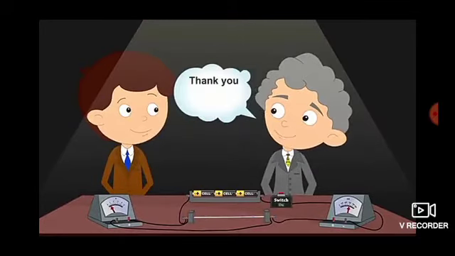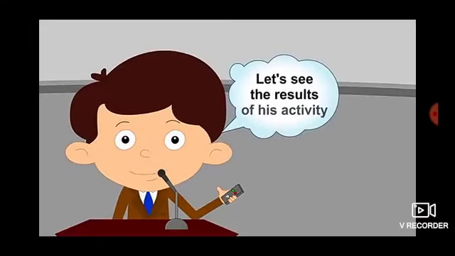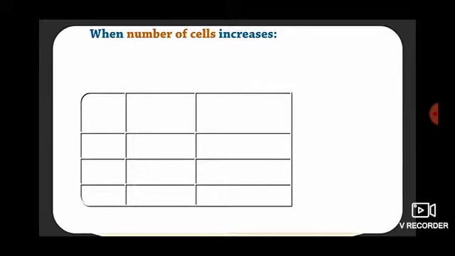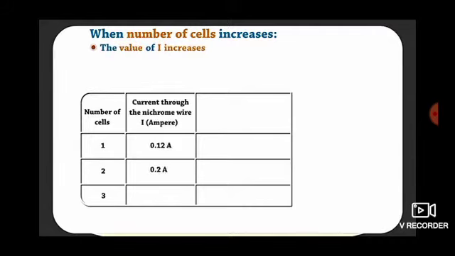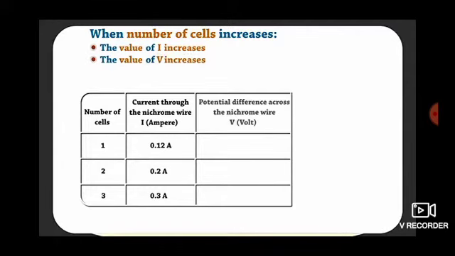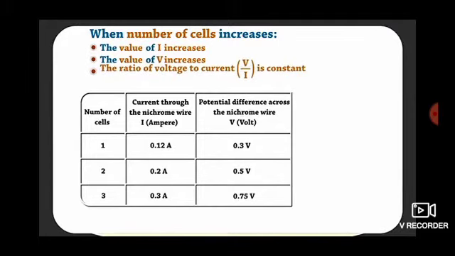So they have enjoyed the Ohm's law. Still, Ohm's law conclusion, everything is left. Let us see the result of this activity. When the experiment is done, when the number of cells increases 1, 2, 3, the value of I increases. That means when V increases, I also increases. We got this type of values. So I increases, V also increases. And what are the voltages? These are the voltages we got.